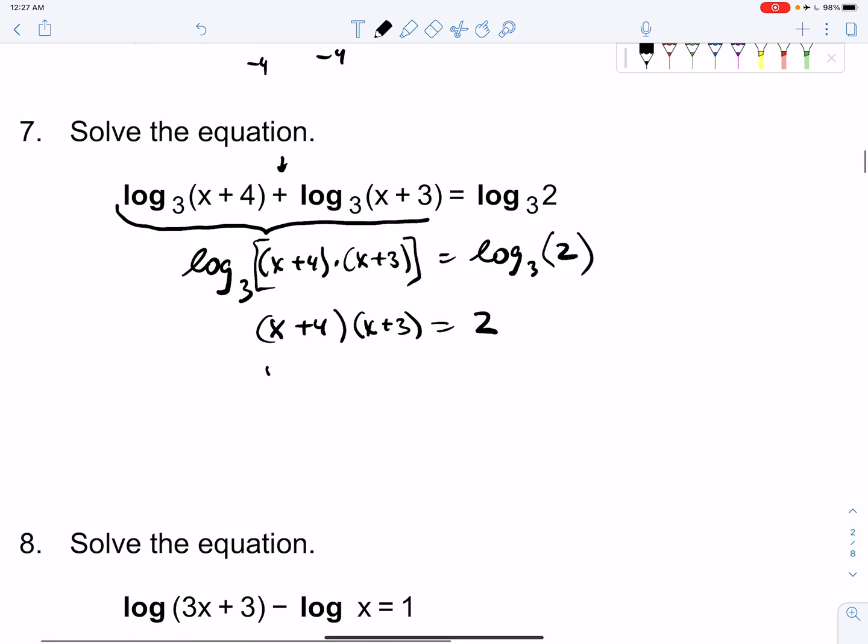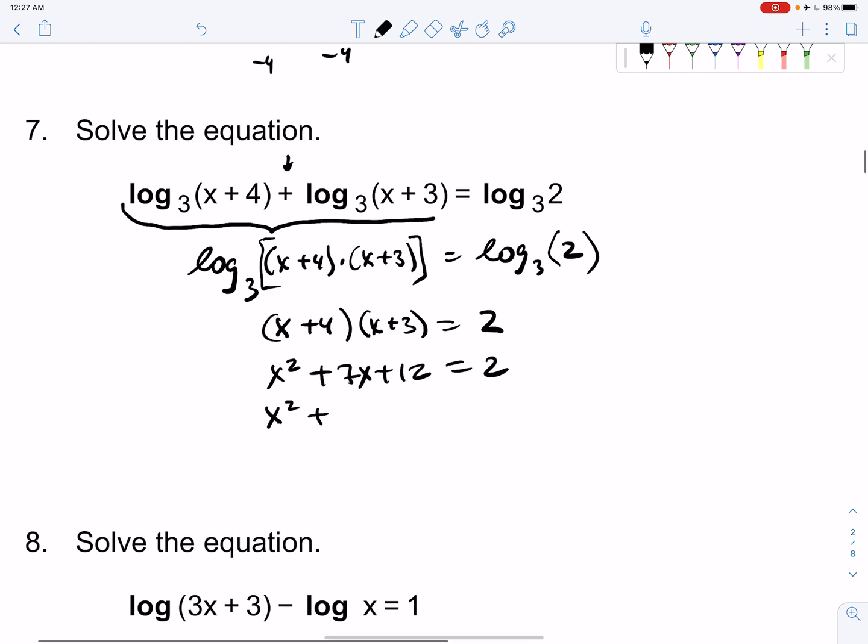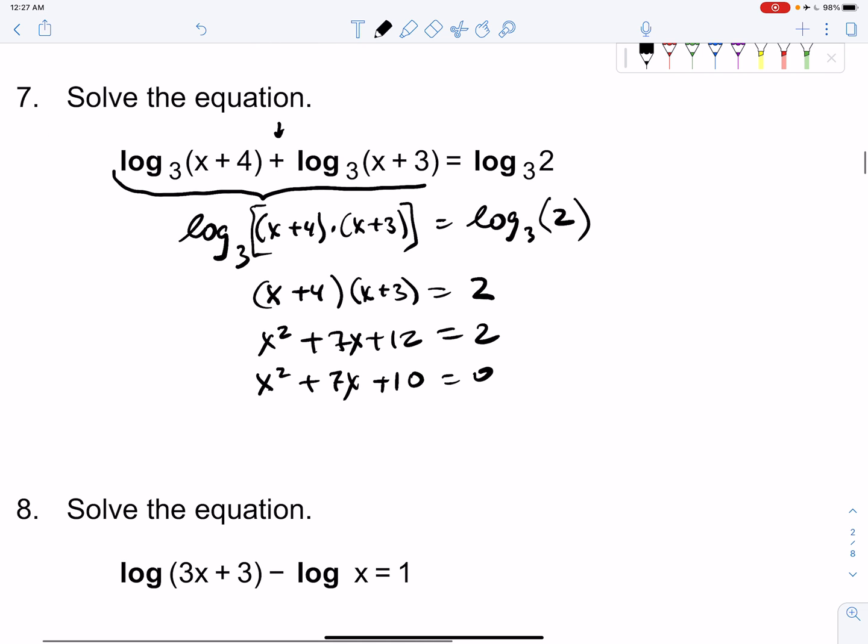Multiply that out, and that's just going to be x squared, and we got 4 plus 3 is 7x plus 12 equals 2. Okay, and then I would like to subtract 2 on both sides, so now I've got x squared, well, I said 7x, whoops. So x squared plus 7x, if I subtract 2 on both sides, I have plus 10 equals 0. Now I need to factor.